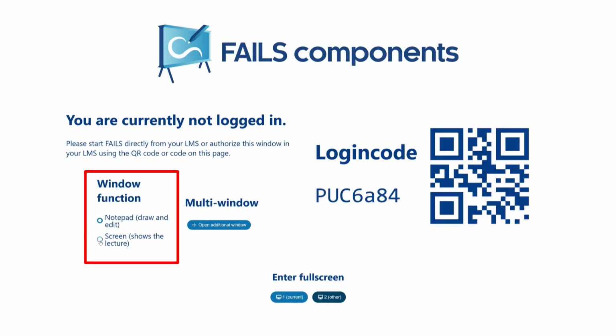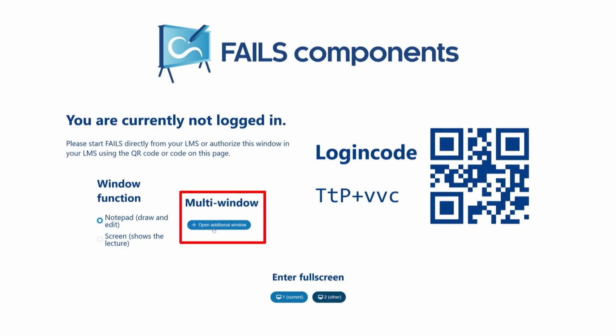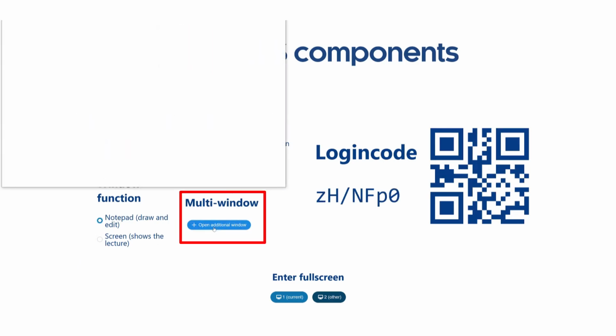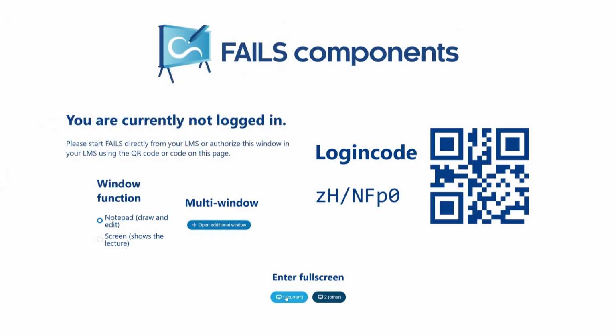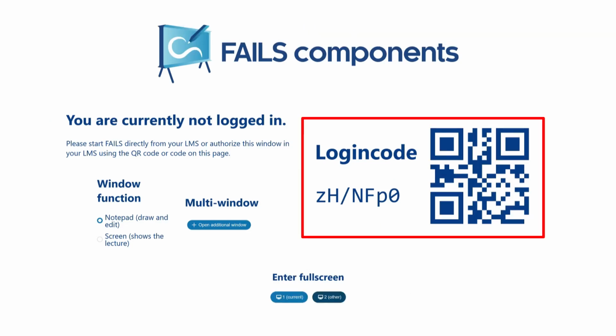Here, you can select whether you want to start with a screen or notepad. Or you can open additional windows, which will be connected and authenticated to the same lecture later. And of course, you can also enter full screen by clicking the full screen button. For authenticating the window, you can either use the QR code or the alphanumeric code. Note, the code changes from time to time for security.